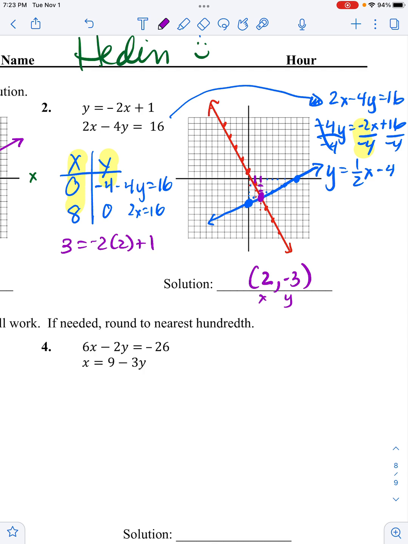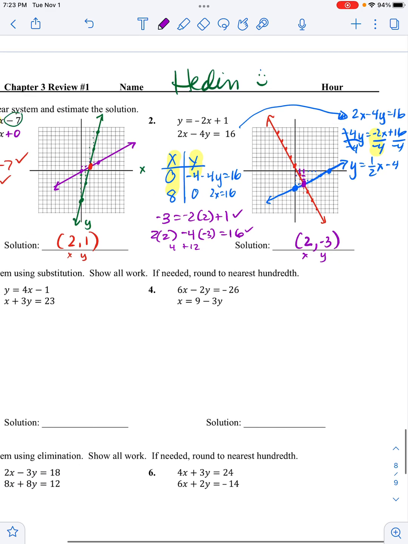And is it true that -3 equals -4 plus 1? Yes. Bottom row, 2 times the x value that I got, which is 2, minus 4 times the y value that I got, and then I'm checking to see if it equals 16. This is going to be 4 plus 12, so it does. So I can know that that is correct, because the graphing ones can be tricky to see if you don't graph perfectly.